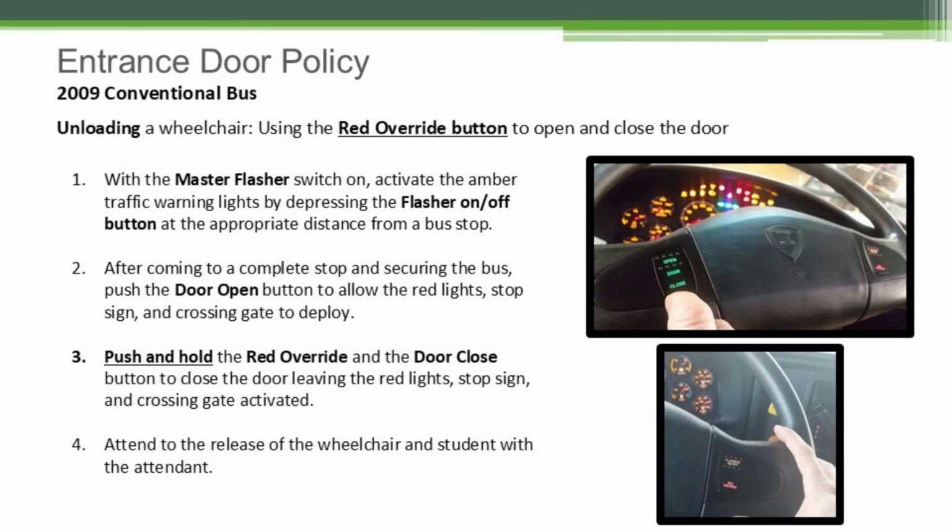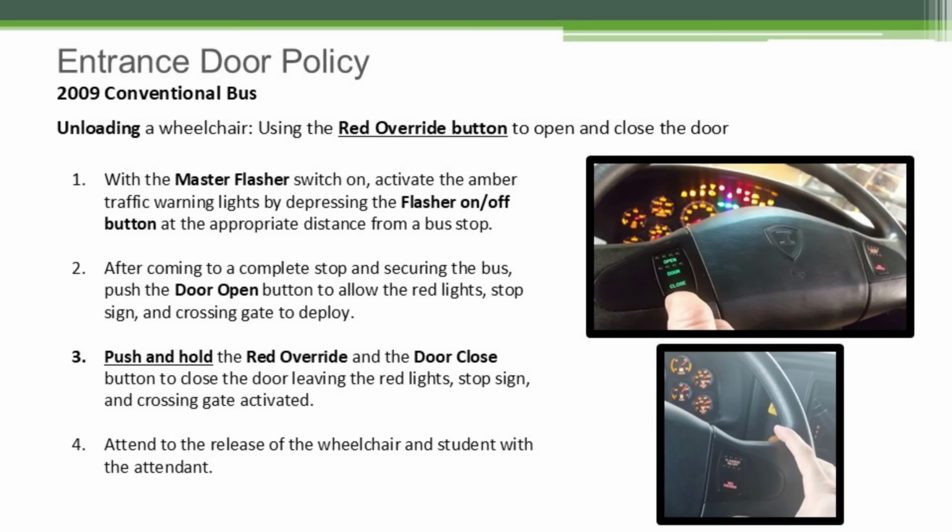Entrance door policy. 2009 conventional bus. Unloading a wheelchair. Using the red override button to open and close the door. 1. With the master flasher switch on, activate the amber traffic warning lights by depressing the flasher on-off button at the appropriate distance from a bus stop. 2. After coming to a complete stop and securing the bus, push the door open button to allow the red lights, stop sign, and crossing gate to deploy.